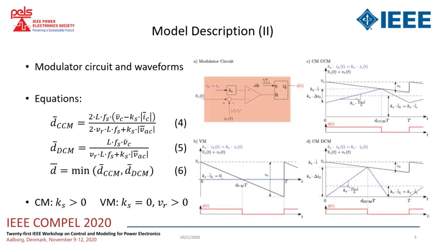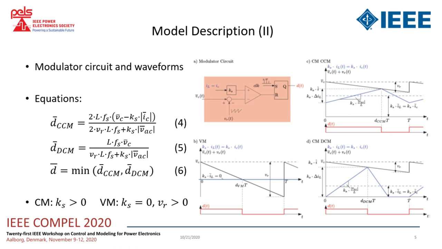The second part of the model is the modulator circuit, which is shown here in red and which is described by the waveforms shown on this slide and the equations 4 to 6 summarized on this slide. Basically, a reference voltage is subtracted from the control voltage and compared to the sensed inductor current at the comparator to generate the duty cycle for the main switch.